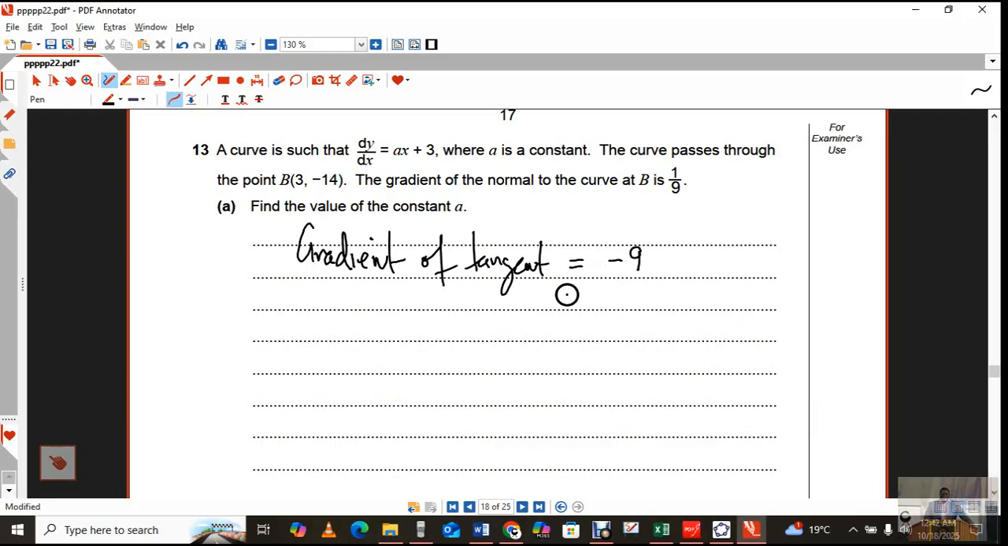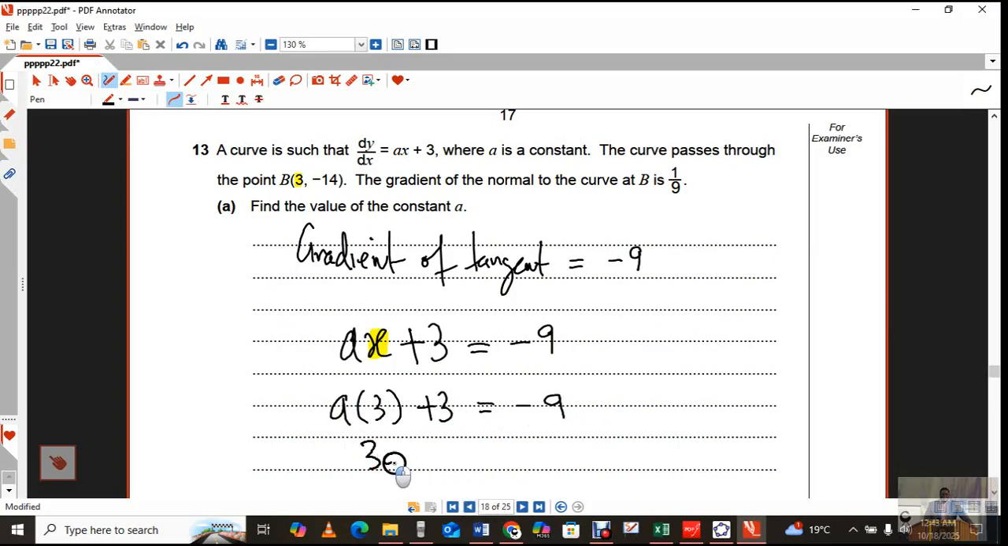Why is that negative 9 interesting? Because where the tangent line touches the curve, their gradients are equal. So ax plus 3 is equal to negative 9. Okay? Then they say find the value of the constant a. What else do we know? We have this x value of B that we are going to substitute here, because that point is on the curve, right? It passes through, so it's on the curve. So that is a times 3 plus 3 is equal to negative 9.